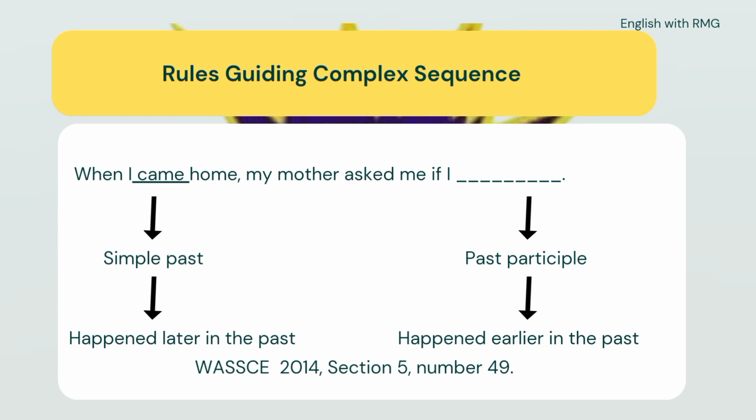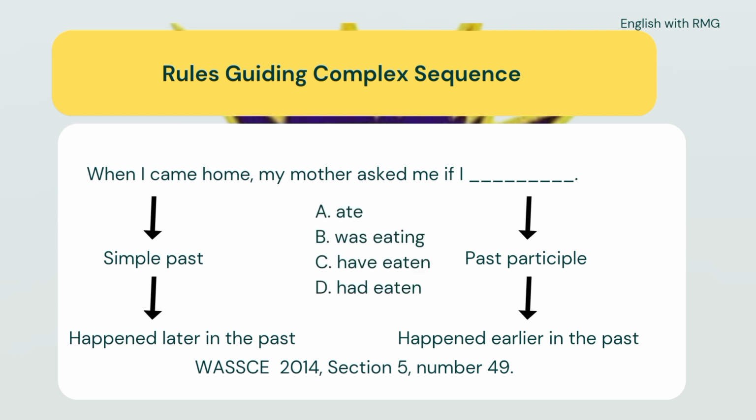So now let's look at this example from the WAEC past question. When I came home, my mother asked me if I dash. So when I came home happened first. My mother asked me, that is reporting or retelling what happened earlier. So my mother must have asked me this question before the moment in which I am talking about this action that happened earlier. Do you understand? So this tense must be in the past perfect. So is it going to be A, if I ate, B, if I was eating, C, if I have eaten, D, if I had eaten? If you understand the explanation, what would be my answer?